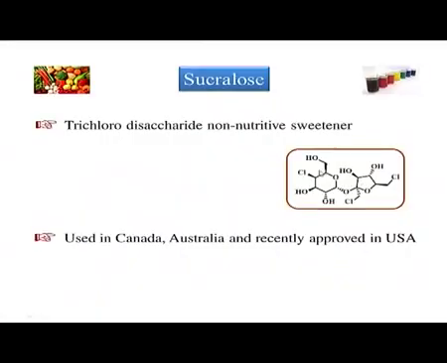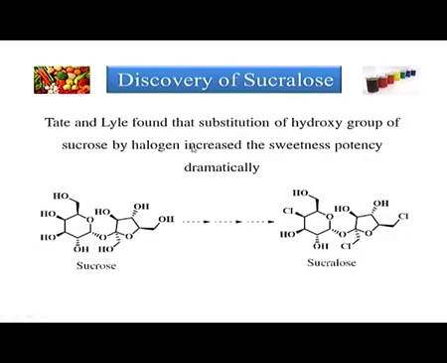Another compound is sucralose, which is just a trichloro derivative of the sucrose molecule. So, you note a chlorine here, another chlorine here, and you have another chlorine here. Right now, it is approved in Canada, Australia, and recently it has been approved in the US also for sweetener use.